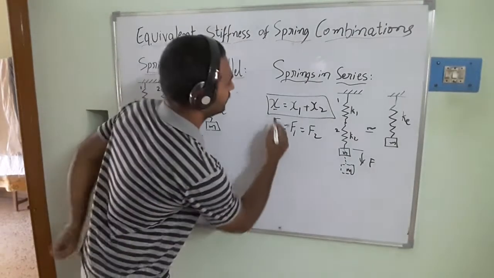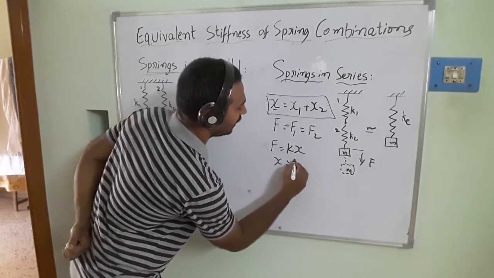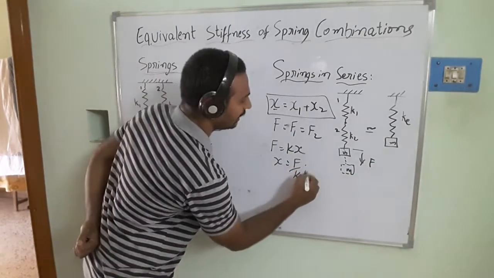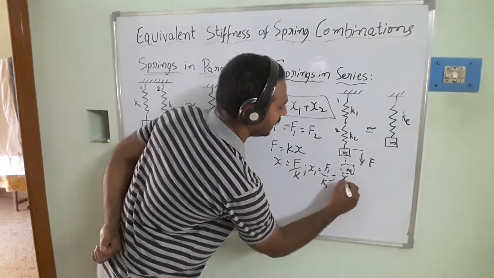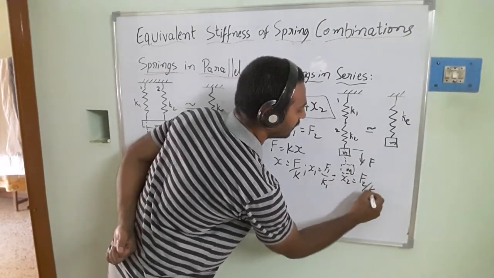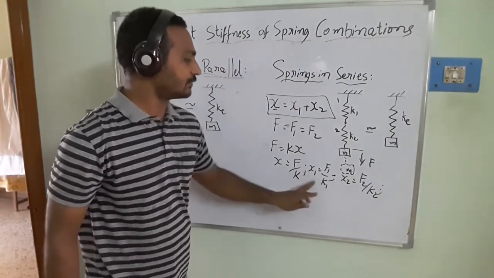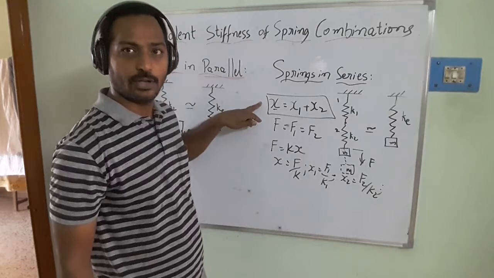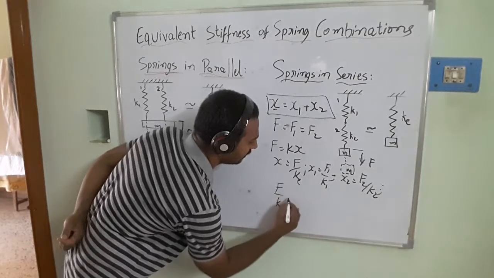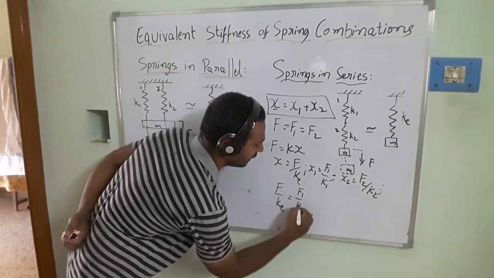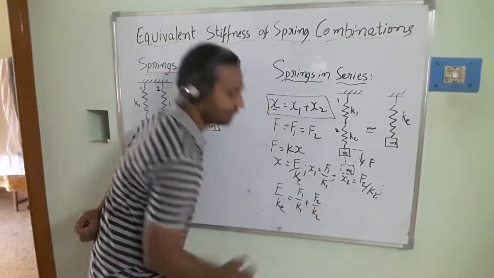So F is equal to K into x. Then x is equal to F by K. Similarly, x1 is equal to F1 by K1. Similarly, x2 is equal to F2 by K2. So these x1 and x2 I am substituting in the total deflection. That is going to be F by Ke is equal to F1 by K1 plus F2 by K2. That's going to be this.